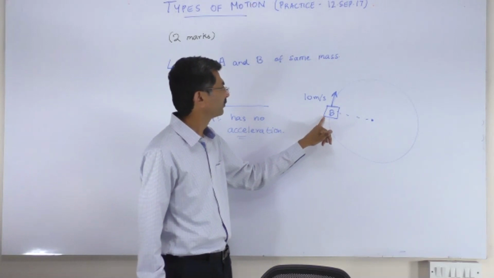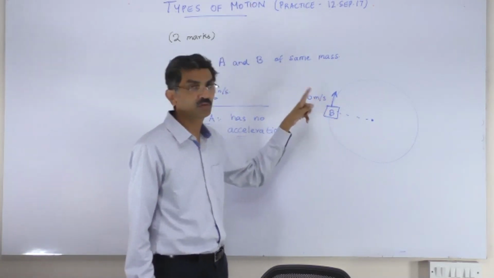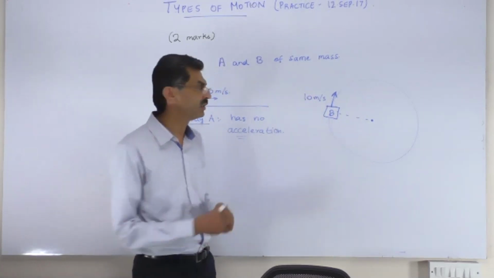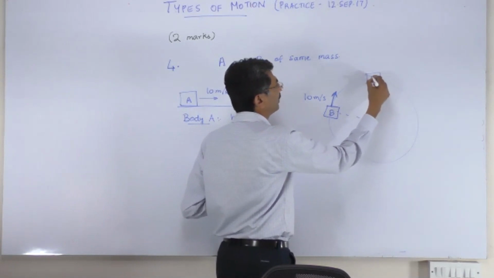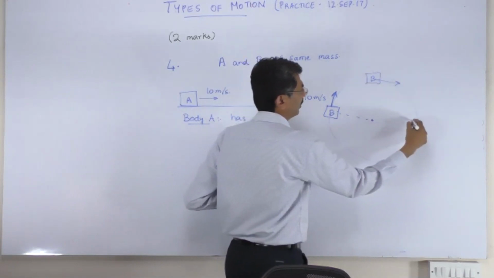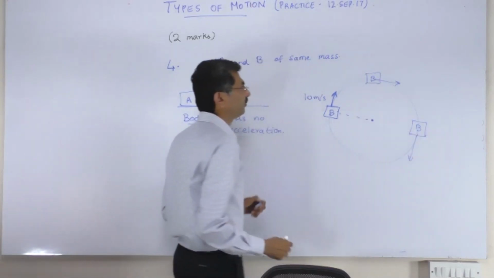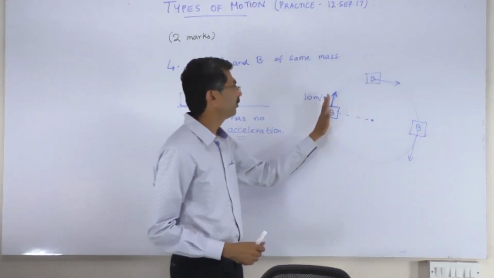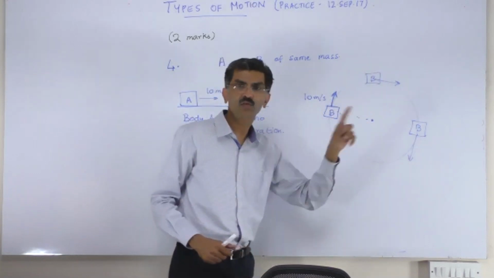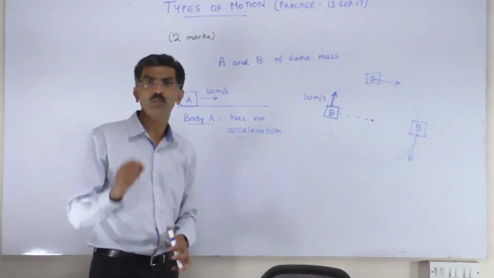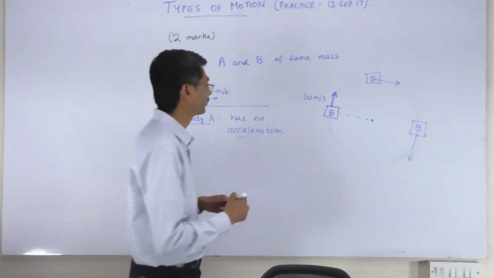Body B, the speed is not changing, it is 10 meters per second, but its direction is constantly changing. When it is here, it is moving in that direction. When body B comes here, it is moving in this direction. So depending on where the body is in the circular path, its direction is changing, which means that body B is undergoing acceleration.